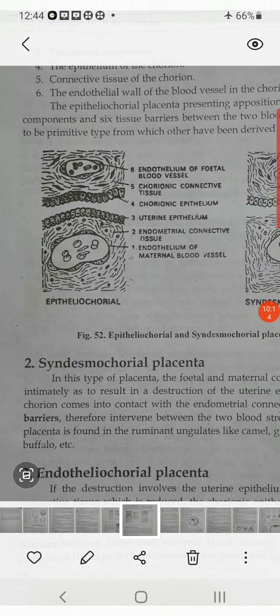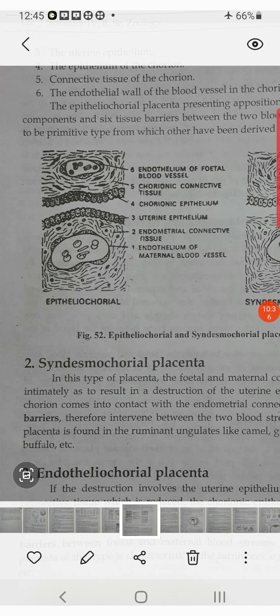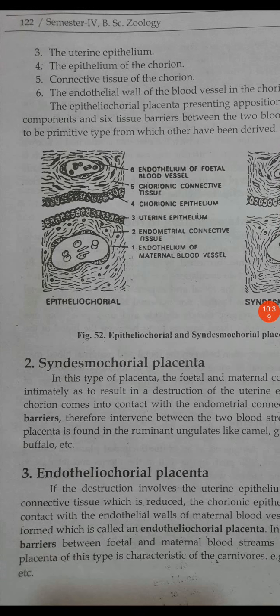Now, third one, the endotheliochorial placenta. Here, what happened? If the destruction involves the uterine epithelium and the underlying connective tissue, which is reduced, the chorionic epithelium comes in direct contact with the endothelial walls of the maternal blood vessels, and the placenta then formed is called endotheliochorial placenta.